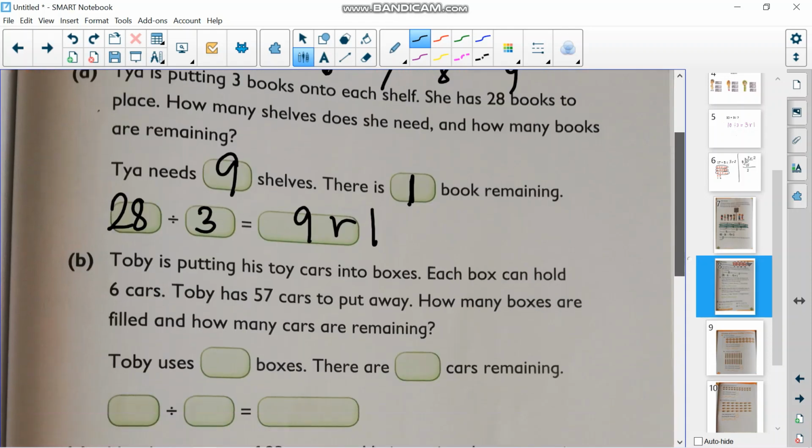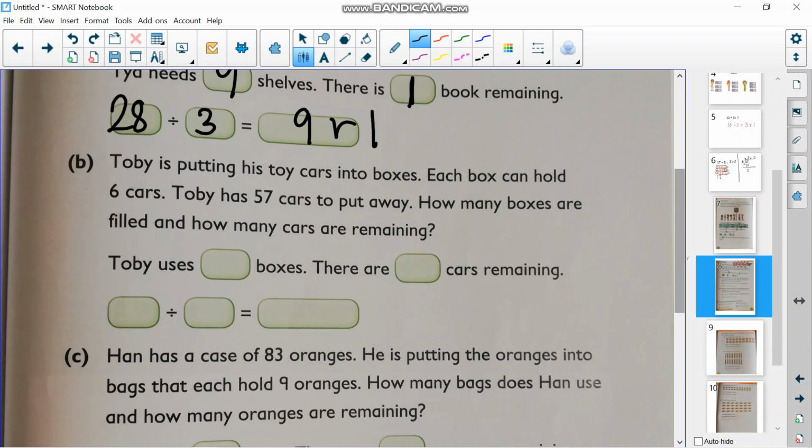Let's continue. Letter B. Toby is putting his toy cars into boxes. Each box can hold 6 cars. Toby has 57 cars to put away. How many boxes are filled and how many cars are remaining? So we're going to divide 57 by 6. You're going to write your answer here, and the leftover here. And then write your number sentence here. Okay? So 57 divided by 6, and then your answer here.